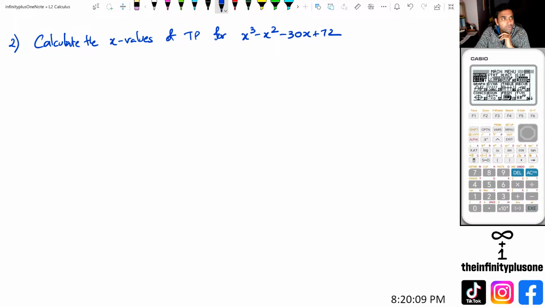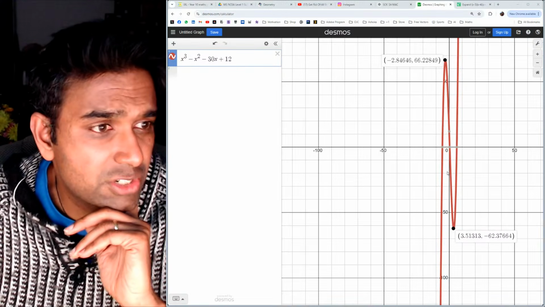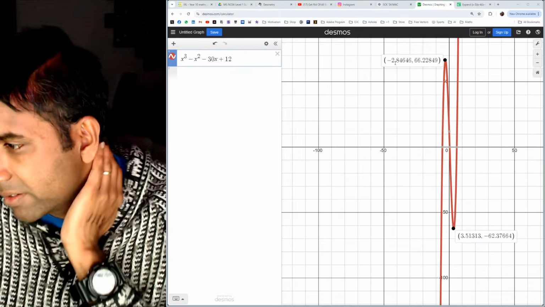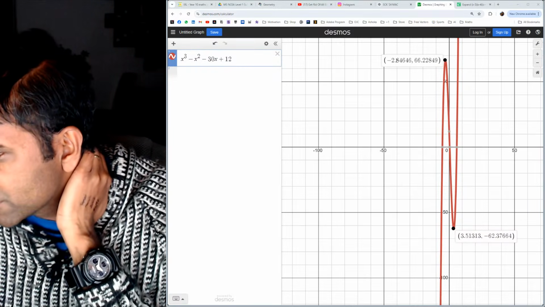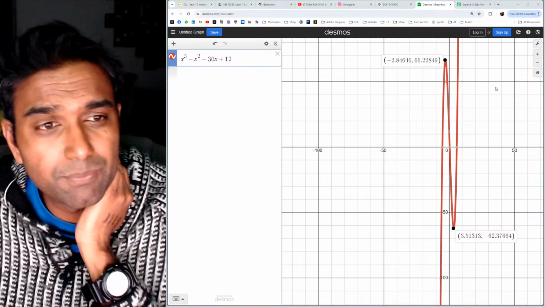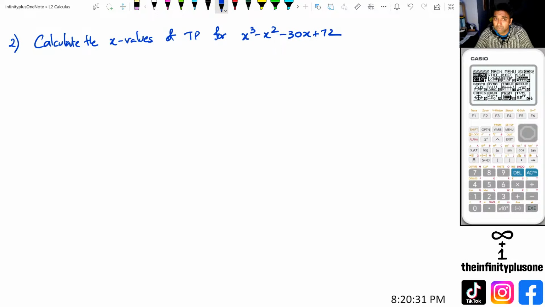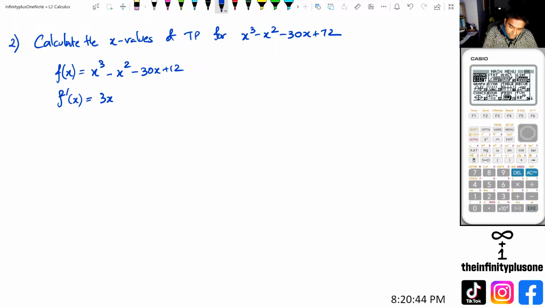By the way, I'm going to show you folks the actual equation first. So this is what the graph actually looks like, and you can see the two x values that you should be getting, which are negative 2.85 and positive 3.51. Now, how we're going to do it is we are simply going to differentiate this. So we've got f of x as x cubed minus x squared minus 30x plus 12. So f dash of x equals 3x squared minus 2x minus 30.